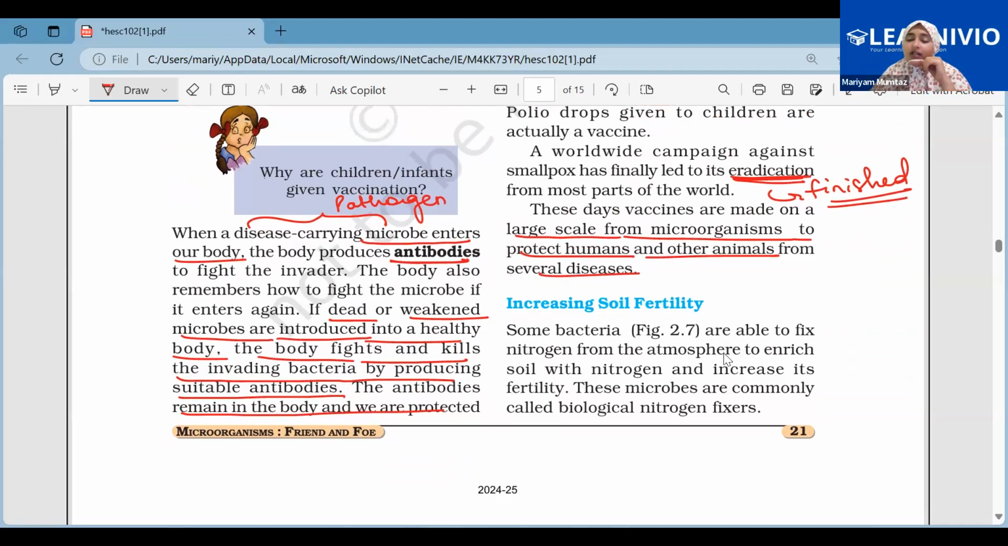Now talking about increasing the soil fertility. Let us see how microorganisms increase the fertility of the soil. Can you tell me what is the difference between a fertile soil and an infertile soil? It's mainly when a soil contains humus, and humus has many benefits. The roots can go deep into the soil. But tell me, if there is a soil that doesn't have humus, will that soil be fertile?